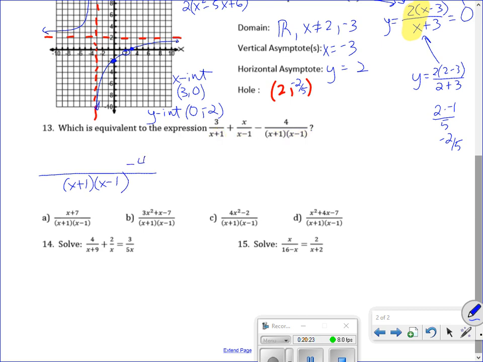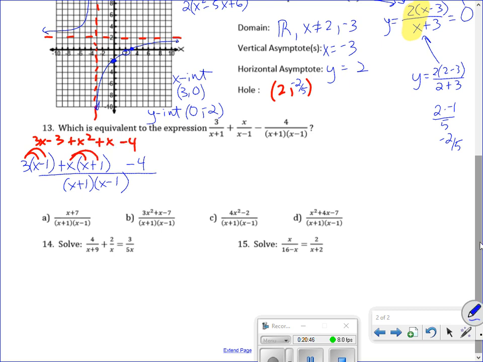The 4 in the back, he's not going to do anything because the bottom is staying the same. The 3 needs to get an x minus 1, and the x needs to get an x plus 1 to be fair. Okay, so all you got to do is figure out the top. This part here, 3x minus 3. Then here, x squared plus x. And I got minus 4.